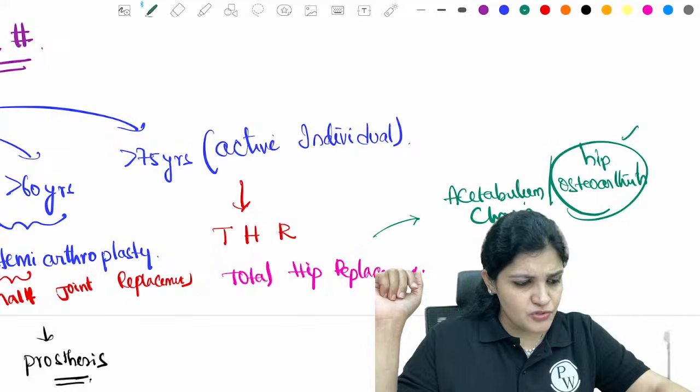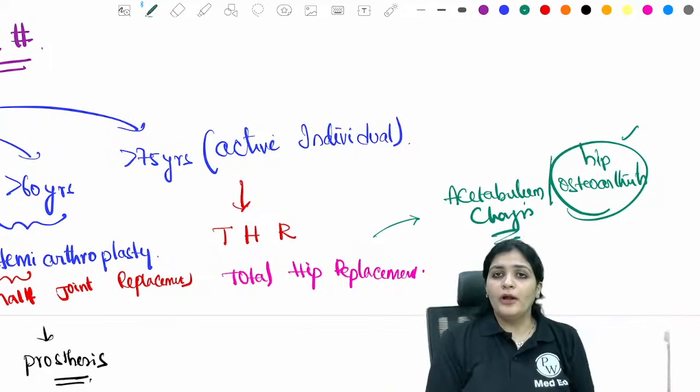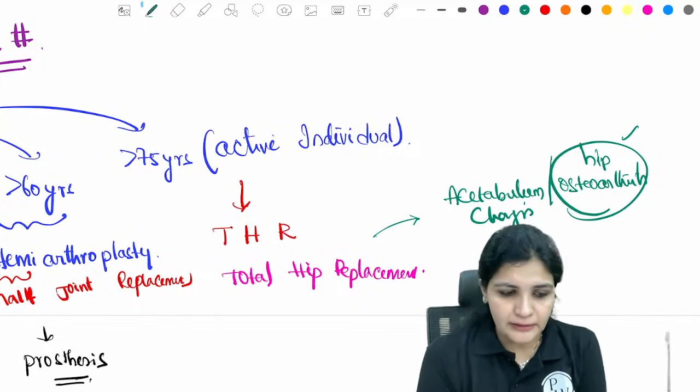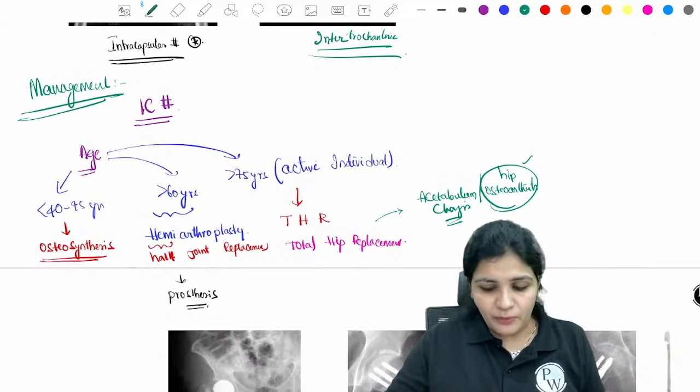Which material is used for the prosthesis? Prostheses are implants. These are made up of a cobalt chromium metal, COCR. It is called cobalt chromium. So this is about the treatment for your IC fracture, very, very important.